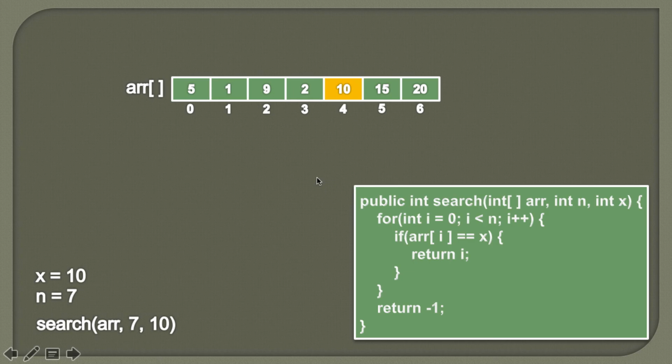So friends, this is how the linear search algorithm works in Java. Also friends, if we had searched any value which was not given in this array, then after this for loop, we would have simply returned -1 because we haven't found the value in this array.